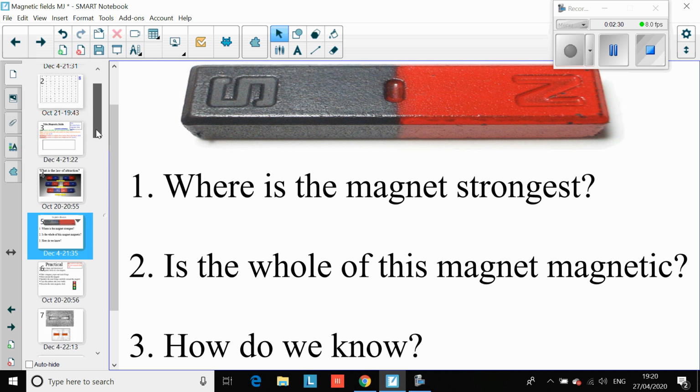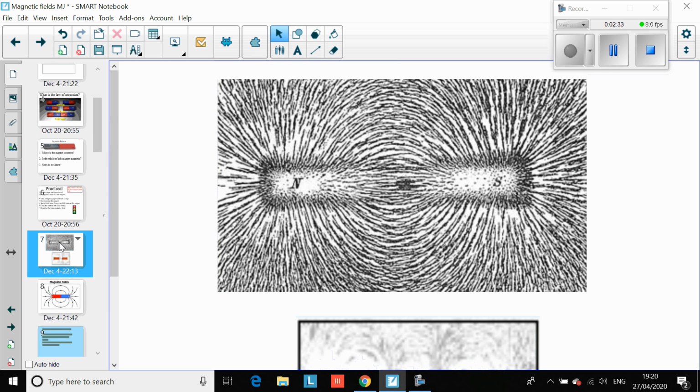Right, so what we would have done is an experiment like this. We would have placed a magnet and some iron filings under a piece of paper and then sprinkled the iron filings. And because iron filings are magnetic, they would have lined up in the shape of the magnetic field and we would have got something like this. Okay, I'm going to ask you to draw this and think, right, what does this look like?